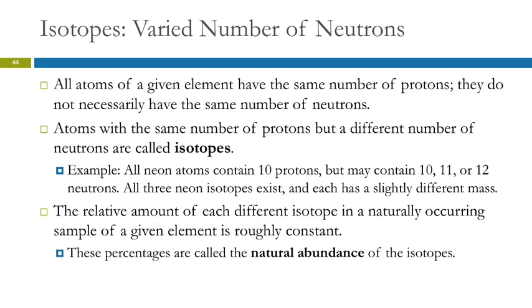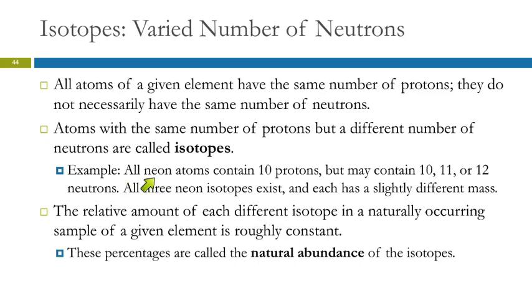One of Dalton's principles in his atomic theory was that all atoms of the same element are identical. We now know that that is not quite true, so that was modified in the theory. What we know is that all atoms of a given element have the same number of protons. Every carbon atom has 6 protons, but they can have different numbers of neutrons. So those are called isotopes. Isotopes are atoms that have the same number of protons, but different numbers of neutrons.